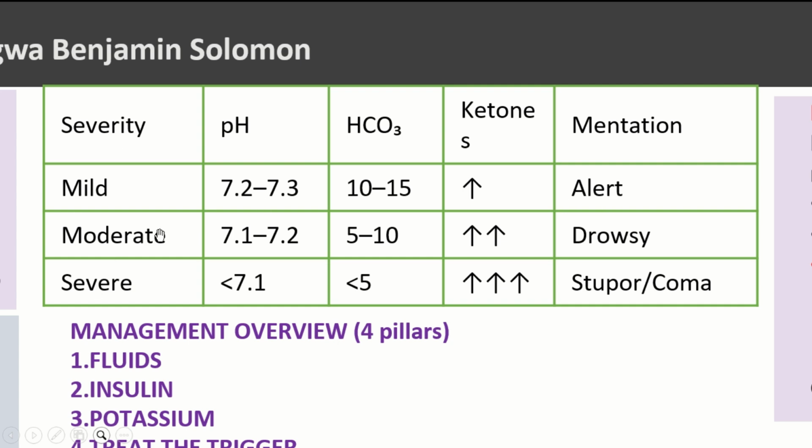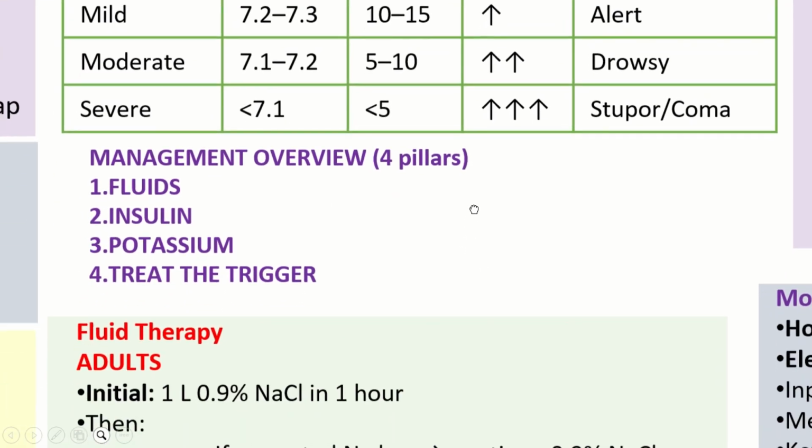When we have moderate DKA, the pH is between 7.1 to 7.2, bicarbonate is between 5 and 10, and then ketones are also higher than mild. That's a +2 on a dipstick, and they are starting to become drowsy. Then when it is severe, the pH is less than 7.1, the bicarbonate is less than 5, and they have very, very many ketones, and they're going to have stupor or coma.